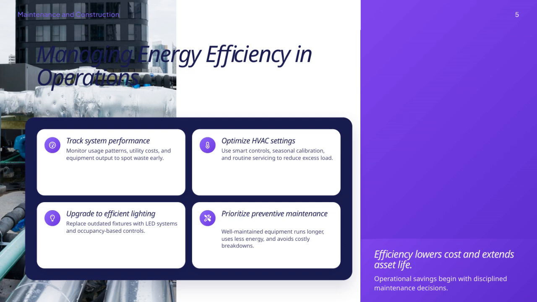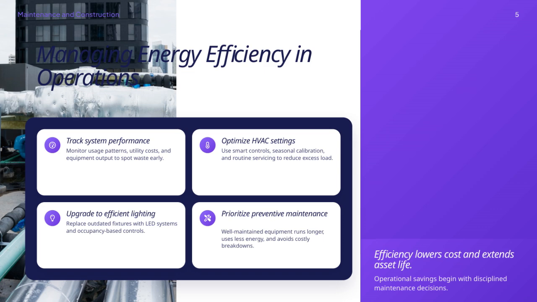Managing energy efficiency in operations involves several important steps. First, we need to track system performance carefully by monitoring usage patterns, utility costs, and equipment output. This helps us identify waste early on. Next, optimizing HVAC settings is crucial. Using smart controls, seasonal calibration, and regular servicing can significantly reduce excess load.